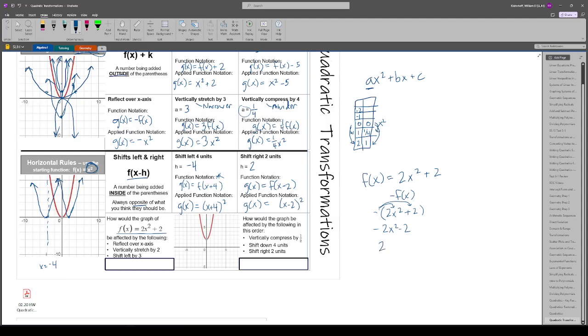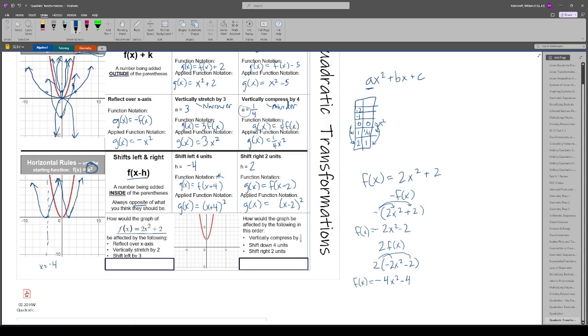The next rule we want to apply is vertically stretch by 2. So that means the rule is 2 times f of x, but now we're applying it to this intermediate step. So we have 2 times everything. That's 2 times negative 2x squared minus 2. We distribute the 2 and we get negative 4x squared minus 4. This is our second intermediate step.